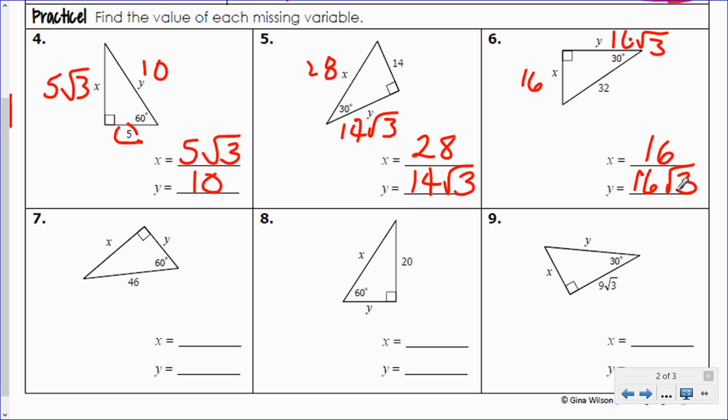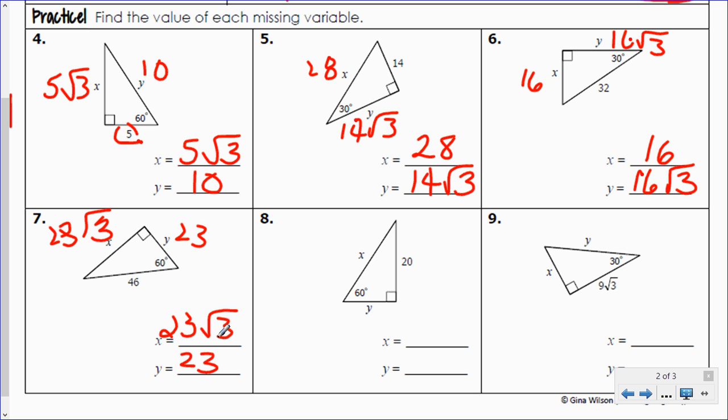All right, let's look at number 7. Again, we're given the hypotenuse, so start by finding your shorter leg, which this time is y. So 46 divided by 2 is 23. And then to find your longer leg, which is x, we just take the 23 and multiply it by square root of 3. So we get 23 square root of 3.